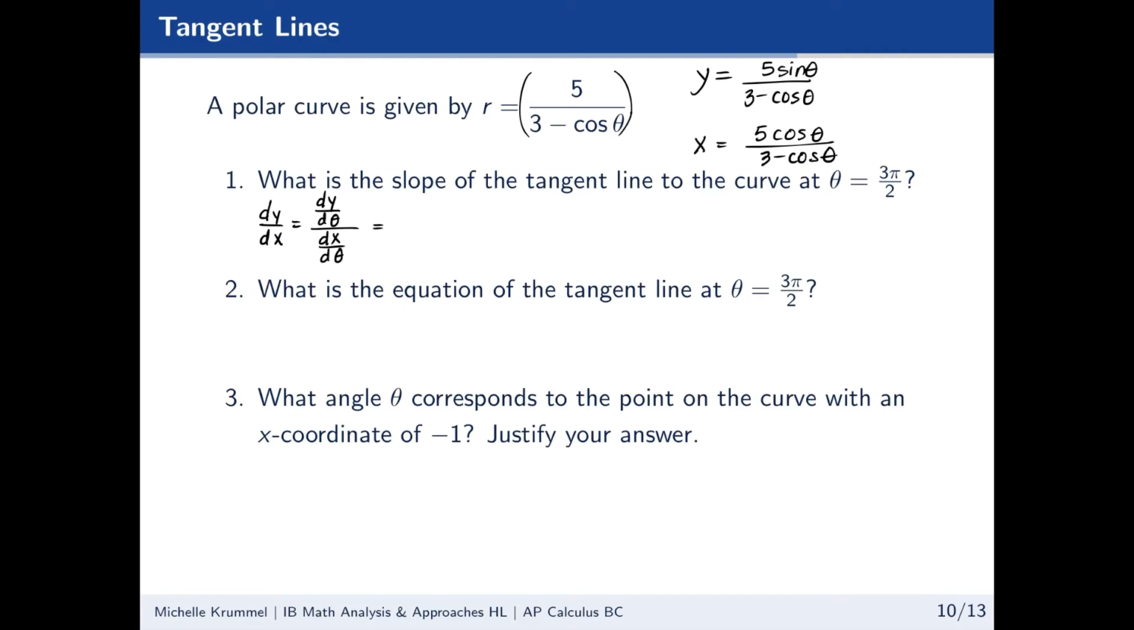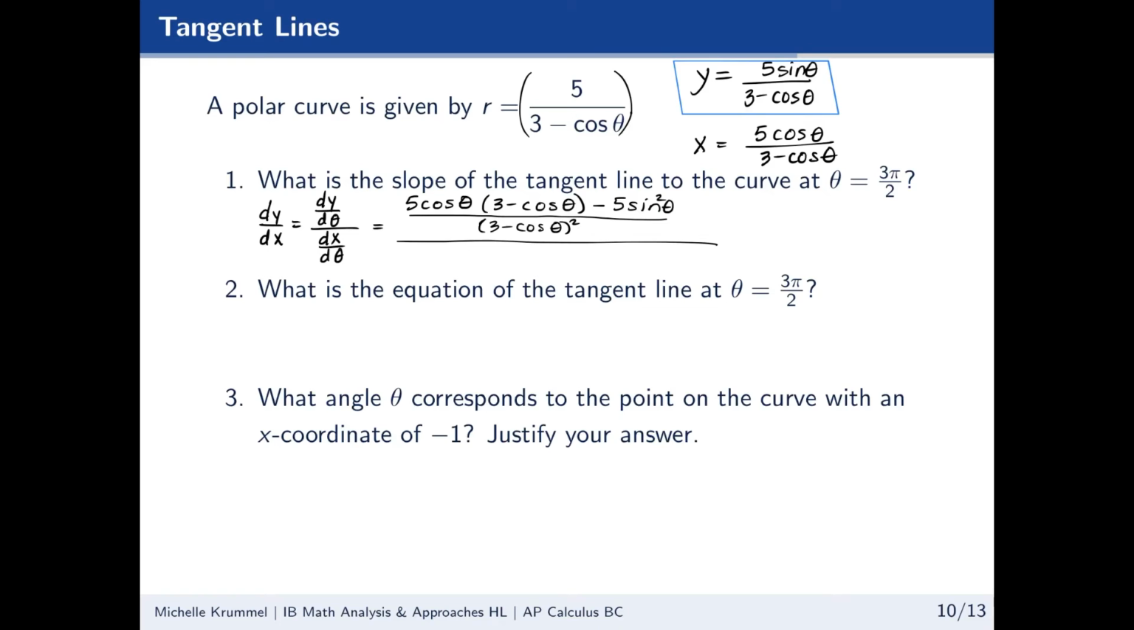dy d theta. I'm going to find the derivative of this equation here using the quotient rule. Quotient rule. Derivative of the top, so 5 cosine theta, times the bottom, minus the top, times the derivative of the bottom. The derivative of 3 minus cosine theta is sine theta, so that becomes a sine squared, over bottom squared. Okay, that's my dy d theta.